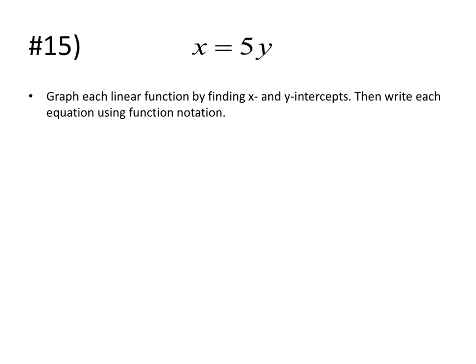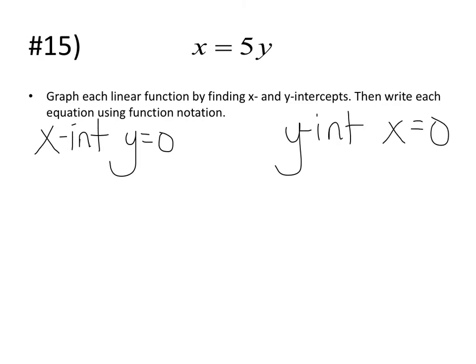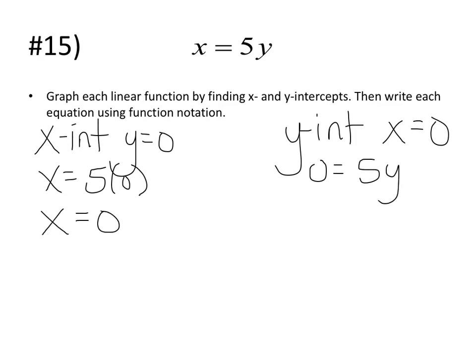All right, graph each linear function by finding the x and y intercepts. In order to find my x-intercept, I set y equal to 0. In order to find my y-intercept, I set x equal to 0. So I'm going to say x equals 5 times 0, and then over here I'm going to say 0 equals 5y. So x equals 0. And then over here I have to divide both sides by 5, and you get 0 equals y. So we actually get both of them equaling 0.